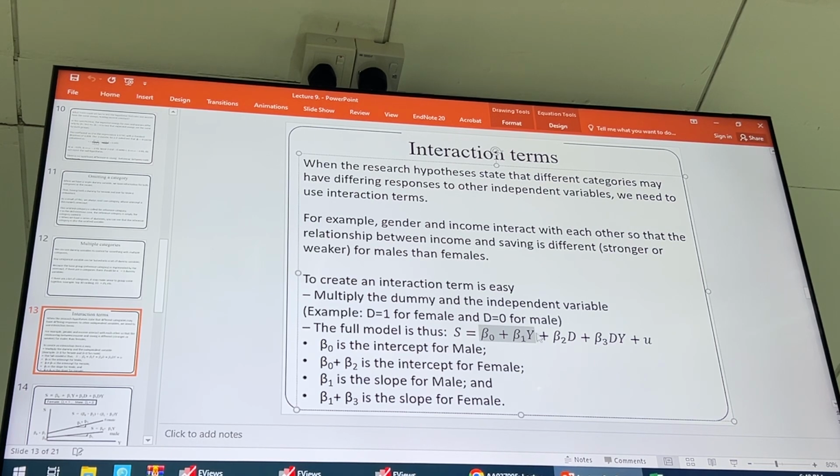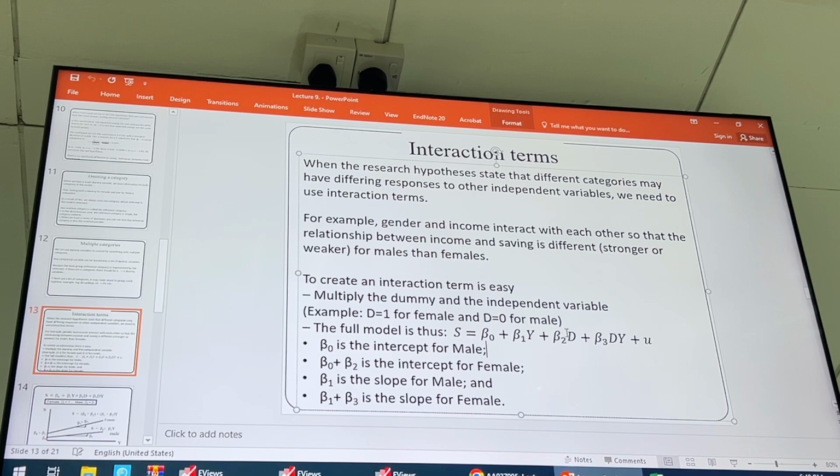So for the case of male, when d equals 0, this one is 0, this one is 0, then we only have this one. So intercept beta 0 for male, and the slope for male is beta 1. For the case of female, d equals 1, so we have beta 2. This one equals 1, so we have beta 3y. Understand? If d equals 1, we have beta 3y.